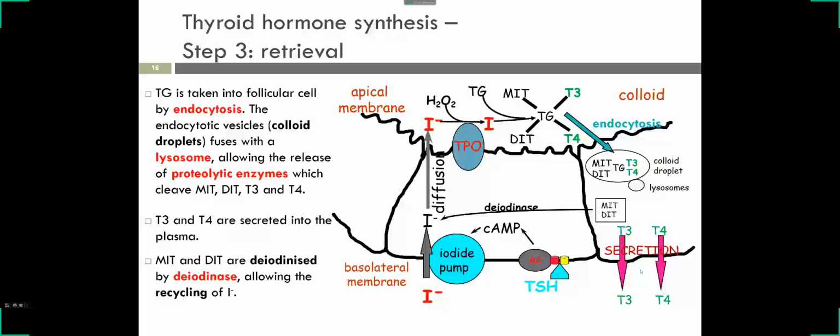Importantly, the thyroid is very efficient machinery, and it doesn't waste anything. So it takes the MIT and the DIT that were used previously and recycles them using deiodinase, so it removes the iodine groups that were not secreted, and it allows recycling of iodine.